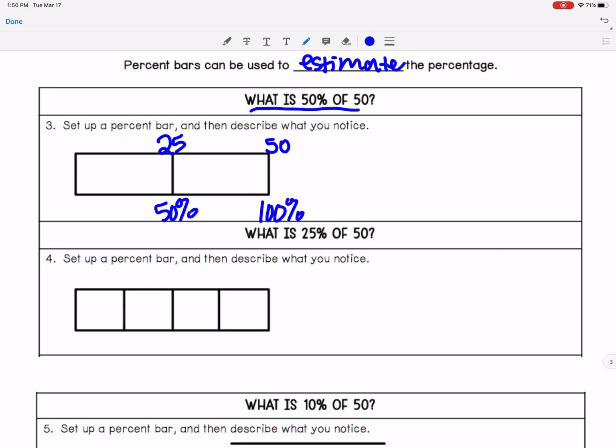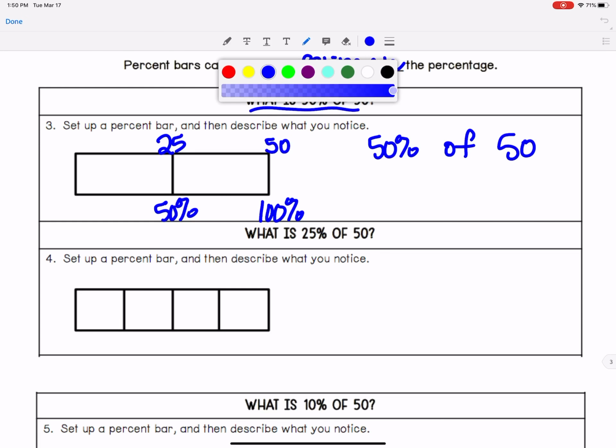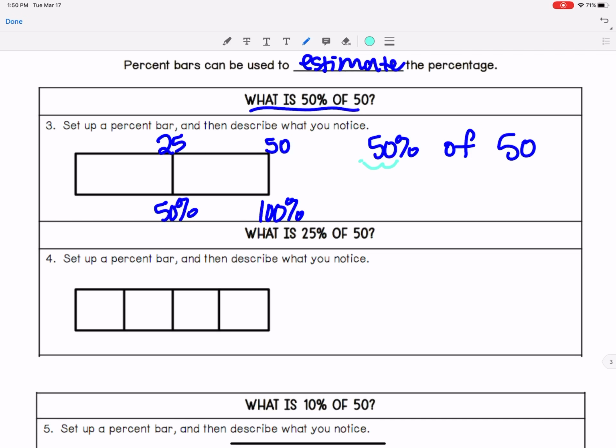You could say, what's 50% of 50? Well, 50% in decimal form is the same thing as 0.5. I know this because I could take 50% and move my decimal 2 places to the left. So 50% is the same thing as 0.5 or 0.50. Of could be multiply, and then 50. Here's what you could type into your calculator: 0.5 times 50, and that will tell us what 50% of 50 is. Let's try it. 0.5 times 50 gives me 25. So that just gave us our answer. Kind of cool. Let's go ahead and do question 4.